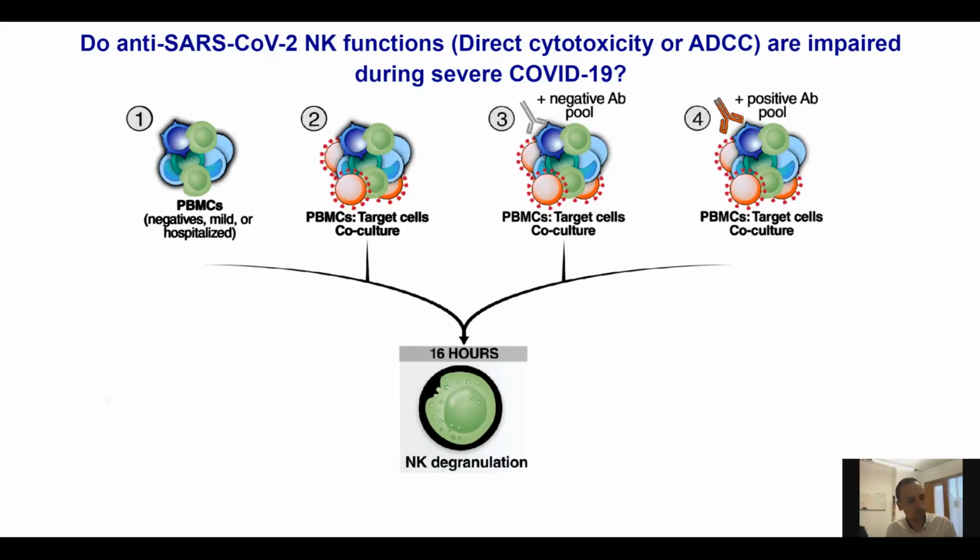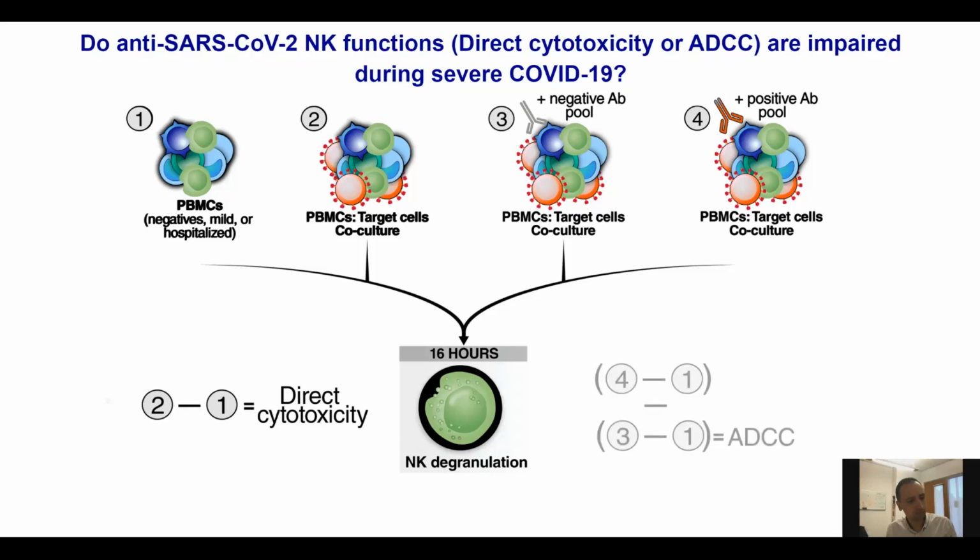And then we left this culture for 16 hours, and then we measured NK degranulation as a marker of NK functionality. In order to measure direct cytotoxicity, we just subtracted the NK degranulation we get from the PBMCs alone from the co-culture between the PBMCs and the target cells. In order to measure ADCC, we subtracted the degranulation we get when we use an antibody non-specific for SARS-CoV-2 from the co-culture when we use a SARS-CoV-2 specific antibody, after normalizing both conditions to the PBMC control.